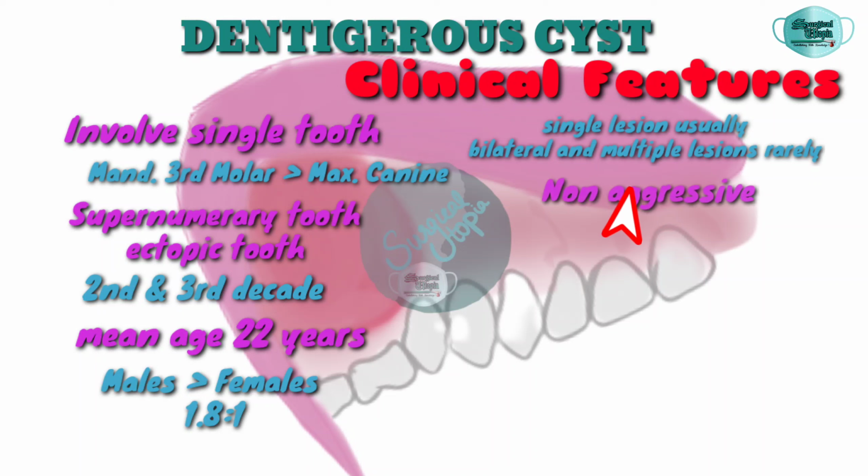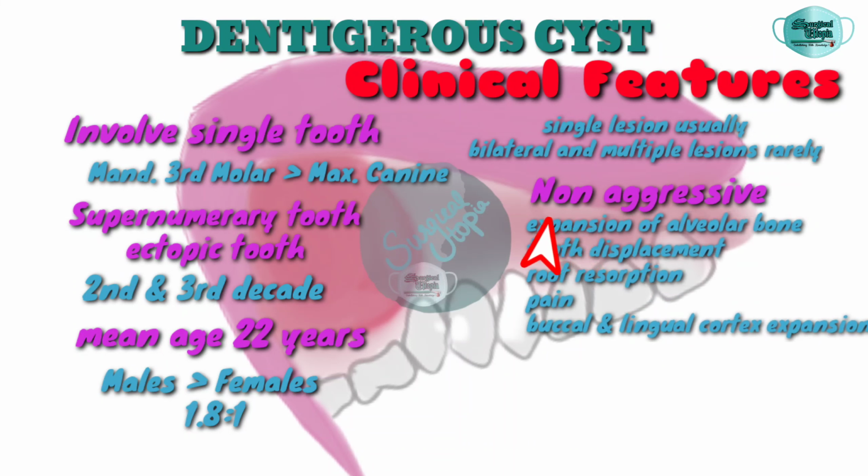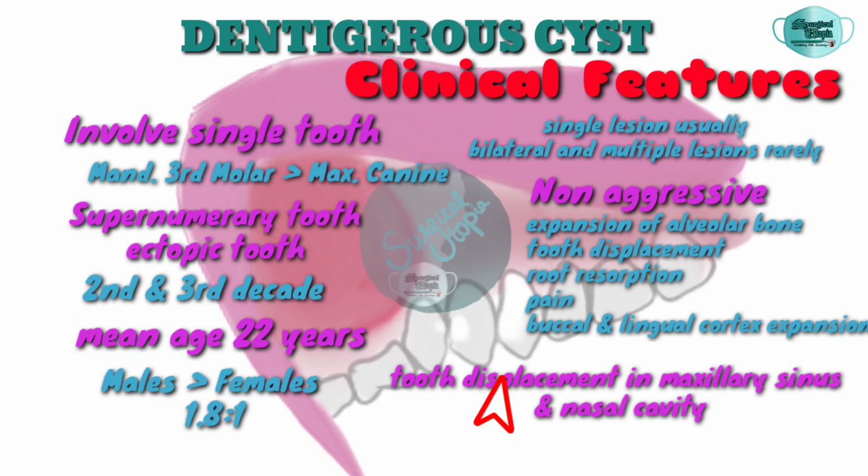It is a non-aggressive lesion, and it may sometimes cause expansion of alveolar bone, displacement of teeth, severe root resorption, expansion of buccal and lingual cortex, and even pain if it is infected. In case the cyst is present in the maxilla, there are chances that the tooth may be displaced into the maxillary sinus, causing sinusitis and headache, and it may also be displaced into the nasal cavity.